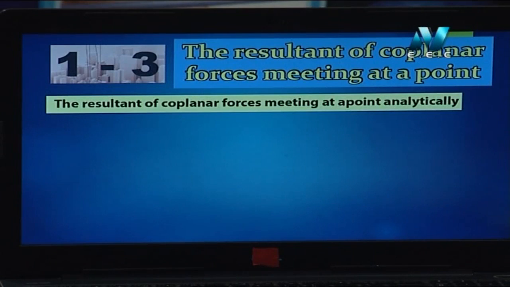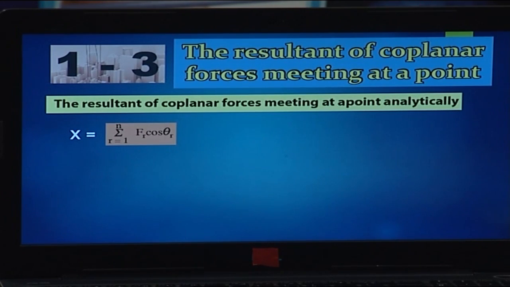The resultant of coplanar forces meeting at a point, analytically. X equals what? The sum of all forces which act in the OX direction: the sum from r equals 1 to n of F_r cosine theta_r. And Y equals the sum from r equals 1 to n of F_r sine theta_r, all forces acting on OY.